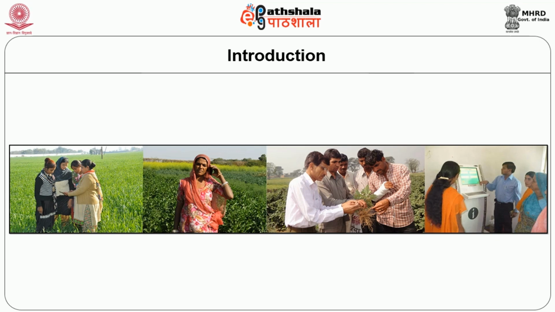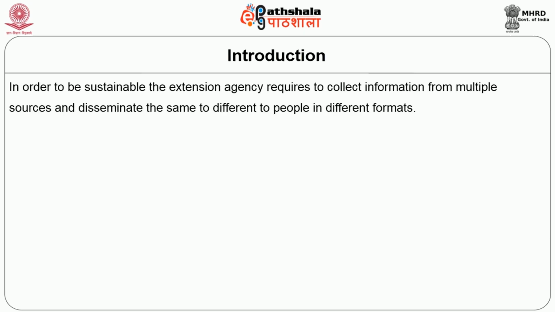It is important that the agency is able to plan its programs and implement them so that it is able to bring about sustained development in the community in which it is working. In order to bring about sustainability, the extension agency is required to collect information from multiple sources and disseminate the same to different people in different formats.